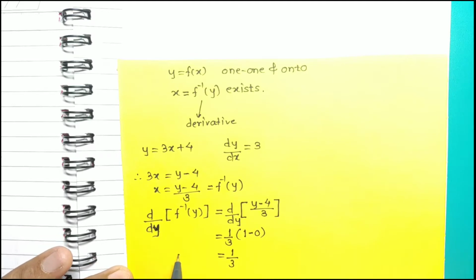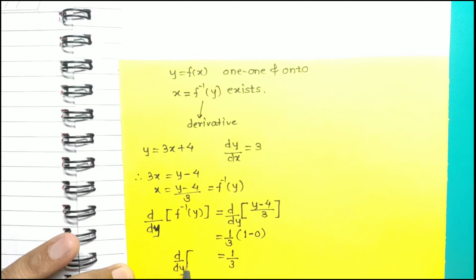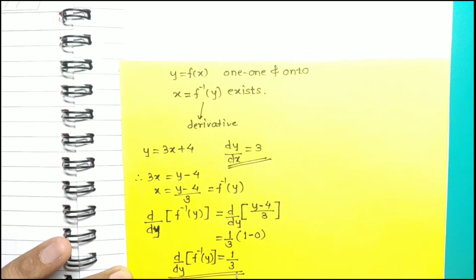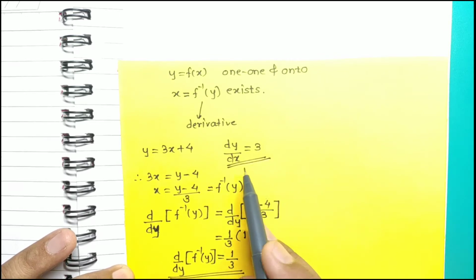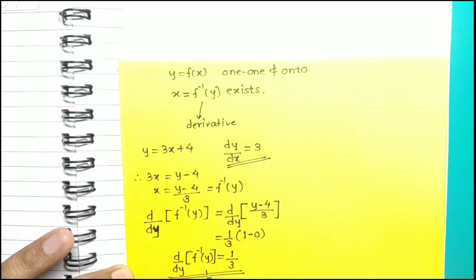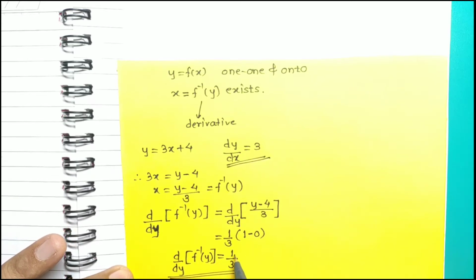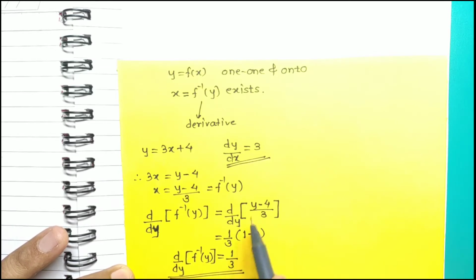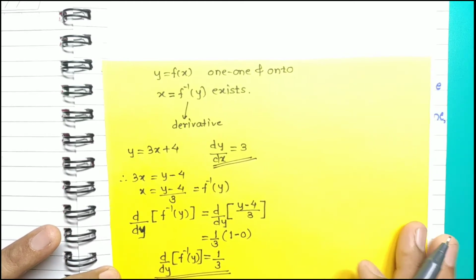So the derivative of the inverse function is 1 by 3 and the derivative of function y is 3. Here we observe that the derivative of the function is 3 and the derivative of its inverse function is 1 by 3. So these are reciprocals of each other. The derivative of a function and the derivative of its inverse function are reciprocals of each other. This thing we find in this example. Let's see one more example.